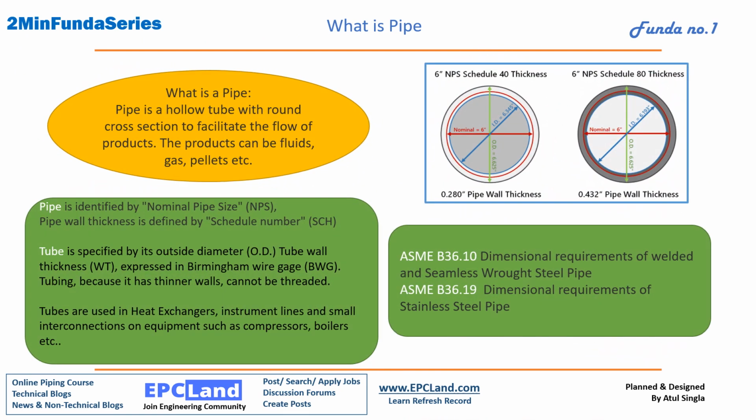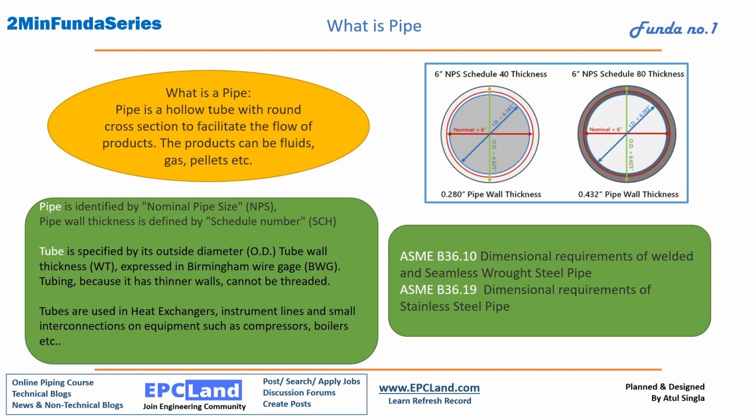What is pipe? Pipe is a hollow tube with round section to facilitate the flow of the product. Product can be fluid, gas or pellet. Pipe is identified by nominal pipe size (NPS). If you see here, 6-inch NPS along with the schedule number, which is showing the thickness of the pipe.